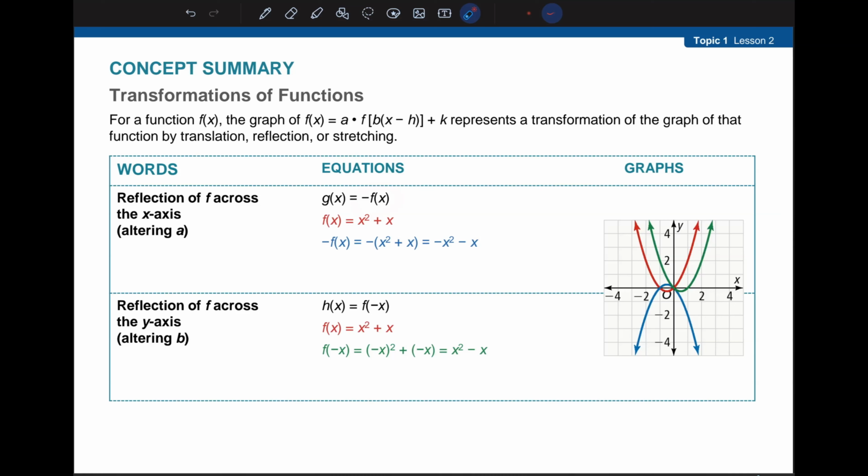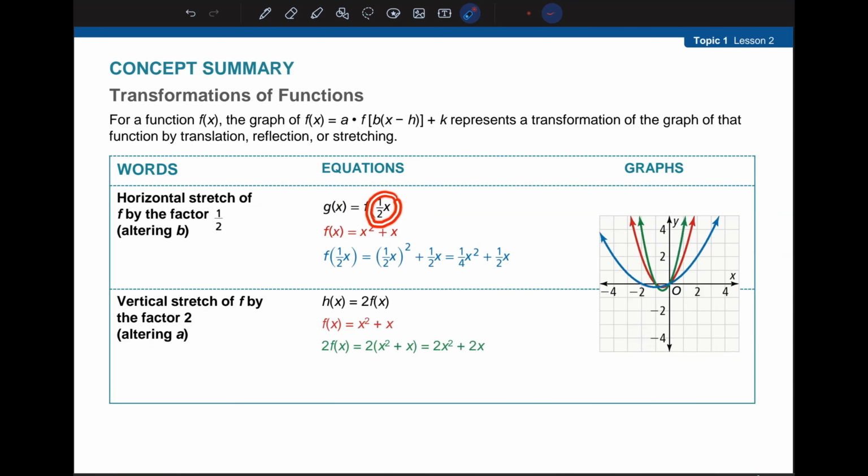A horizontal stretch, that would mean that multiplied by my x is a number between 0 and 1. All right. A vertical stretch means I'm multiplying everything by a number bigger than 1. All right. And then also we should say that a vertical shrink would be if I multiplied everything by something between 0 and 1. And a horizontal shrink would be if I multiplied just that x value by a number bigger than 1.